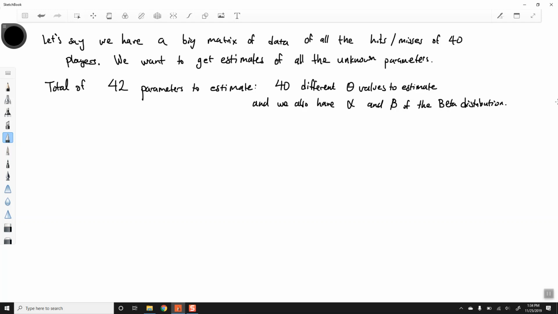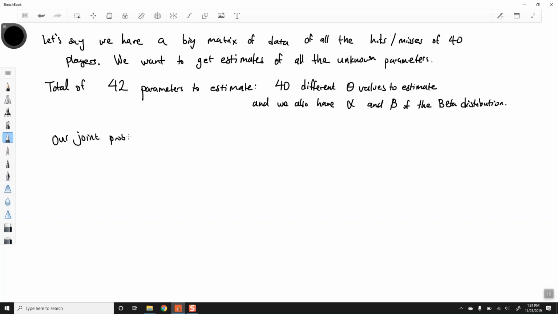So each player, we have to look at their strings of hits and misses to get an estimate of what their theta should be. But all of those thetas that we've accumulated will also give us information about the beta distribution itself, for what kind of theta values can be generated, right? So all of these play a role into each other. So our joint distribution will have a total of 42 parameters. That's a lot of parameters in a joint distribution, right?